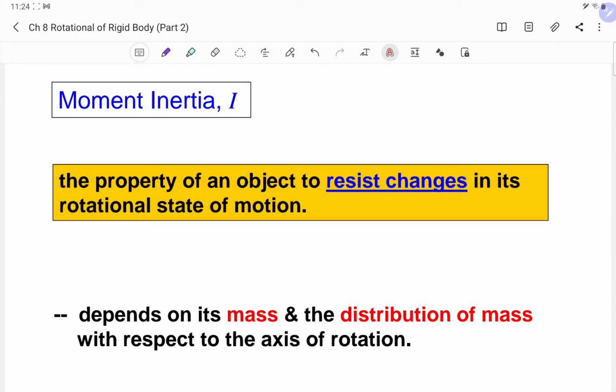Okay, dia akan cuba untuk terus bergerak dalam rotational motion. So bila I dia tinggi, bermaksud resistance dia tinggi, susah untuk rotate. Bila I dia rendah, resistance dia rendah, jadi senang untuk rotate.